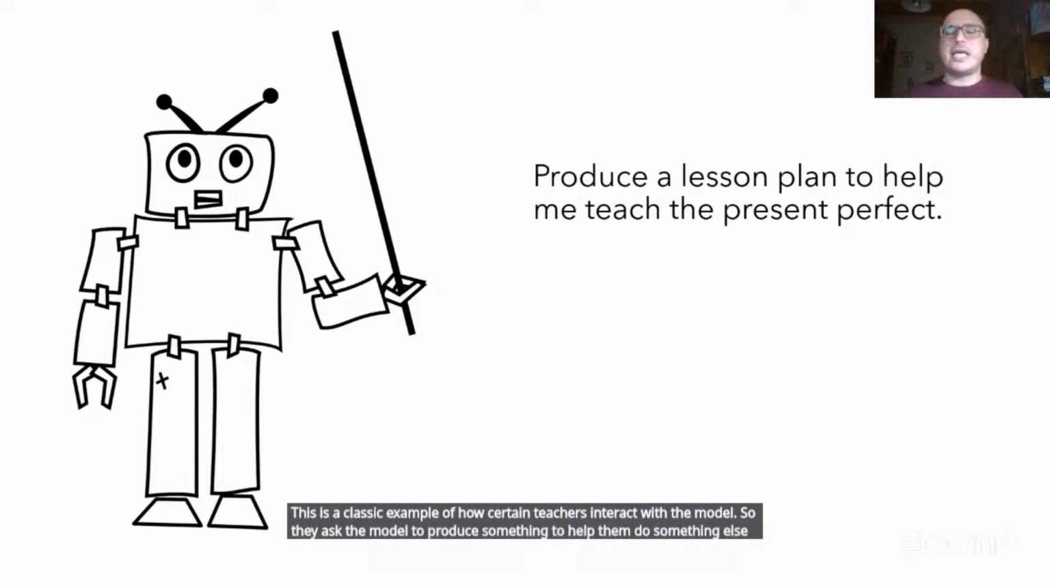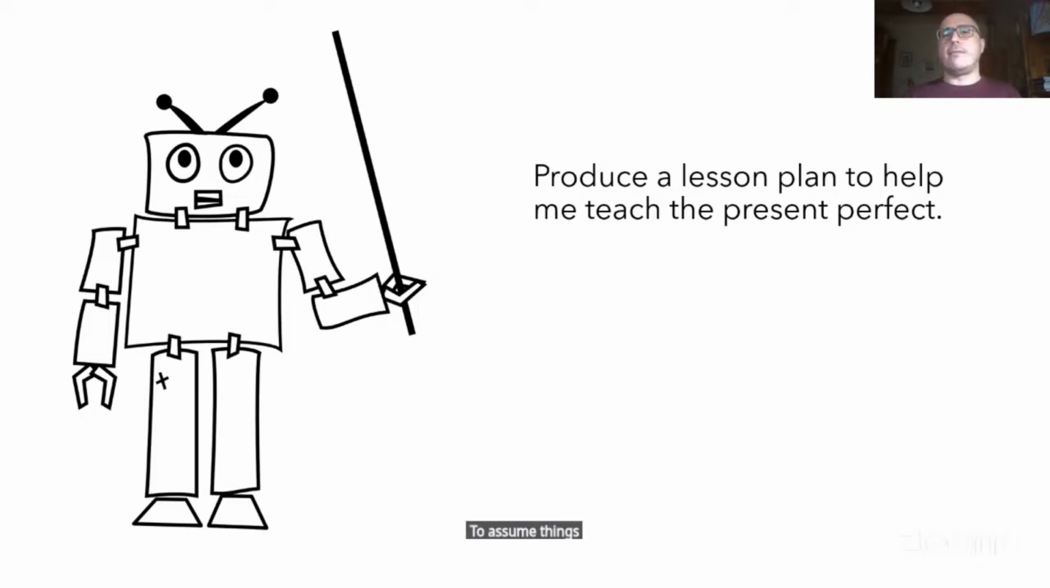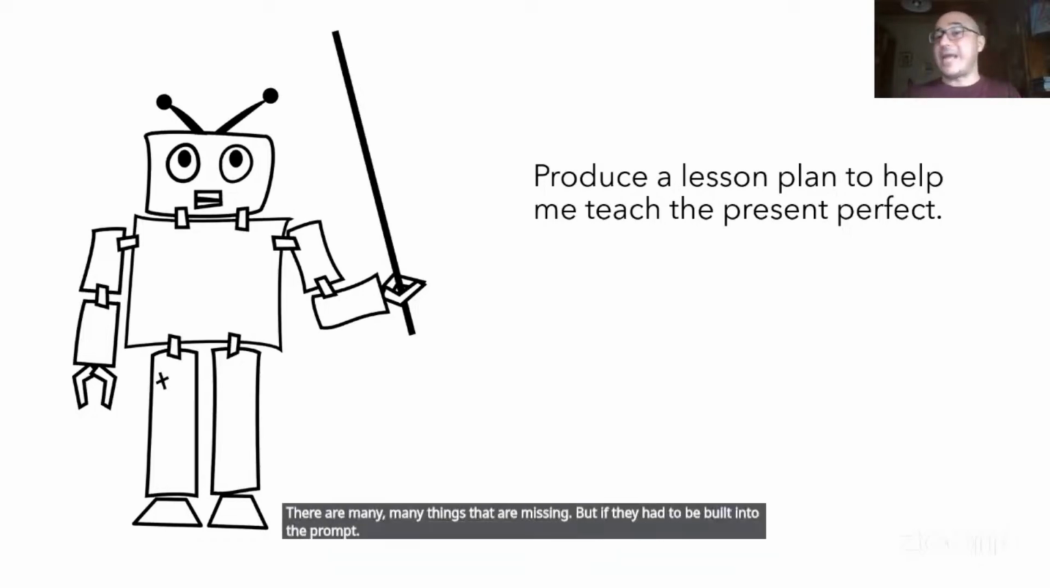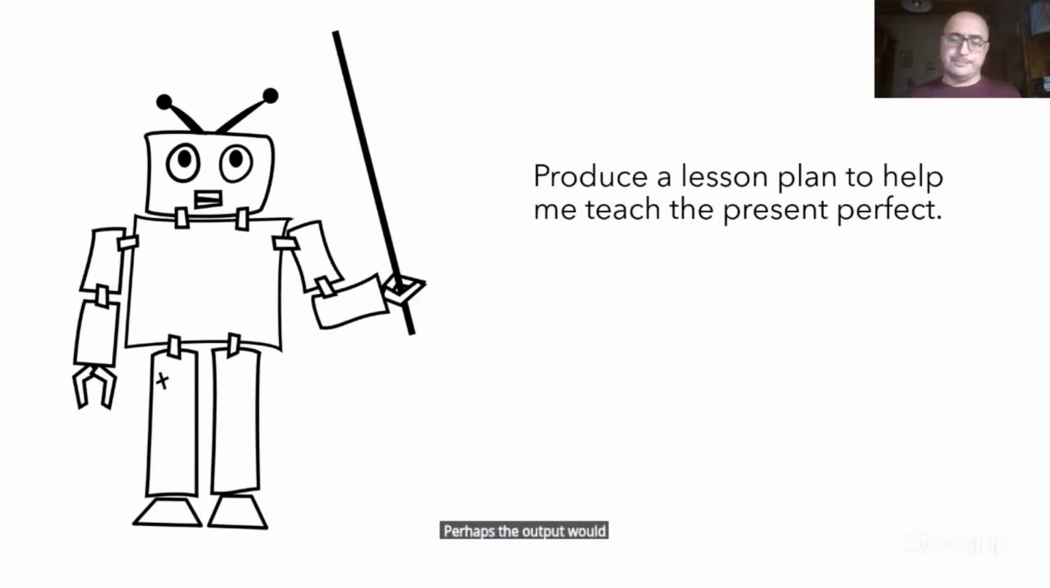What we notice here is a lack of context, a lack of background, a persona. There are many things that are missing from the prompt, and hence the model has to assume things about what we have in mind, how we're going to use this lesson plan, for whom we need it, and so on and so forth. There are many things that are missing, but if they had to be built into the prompt, perhaps the output would be far better.